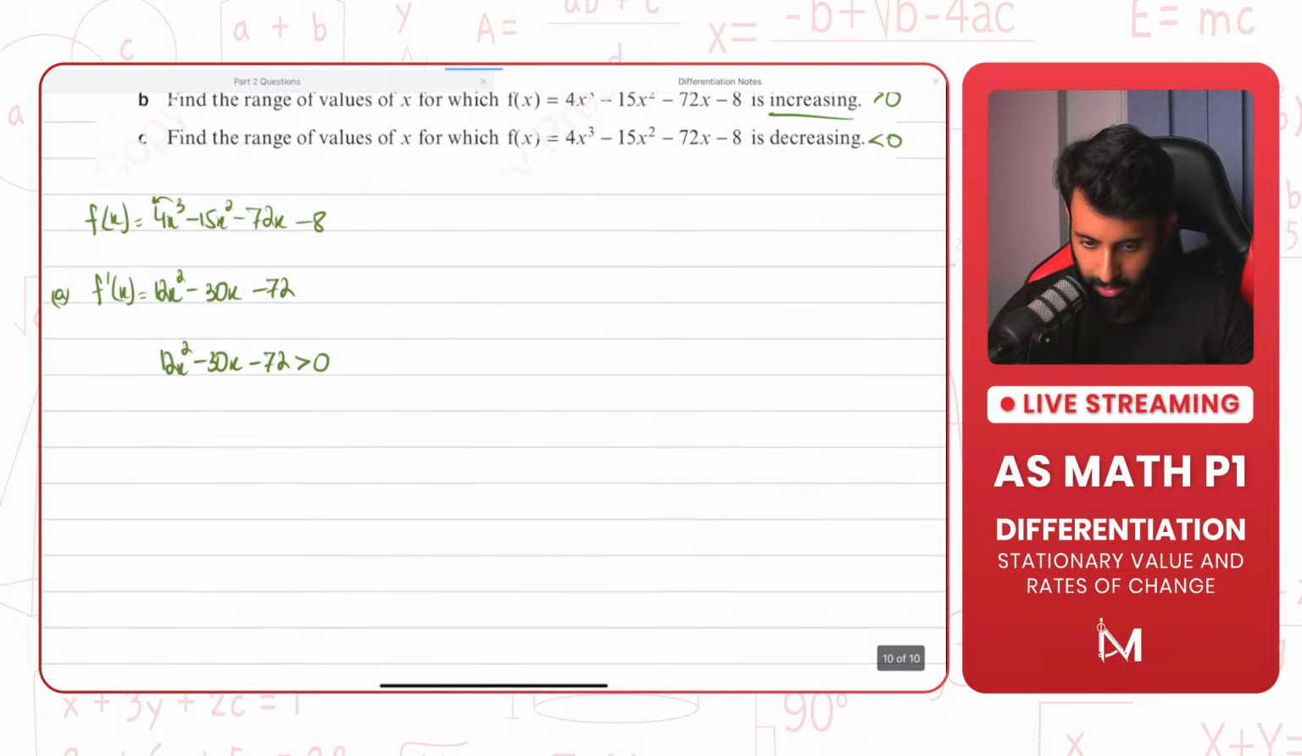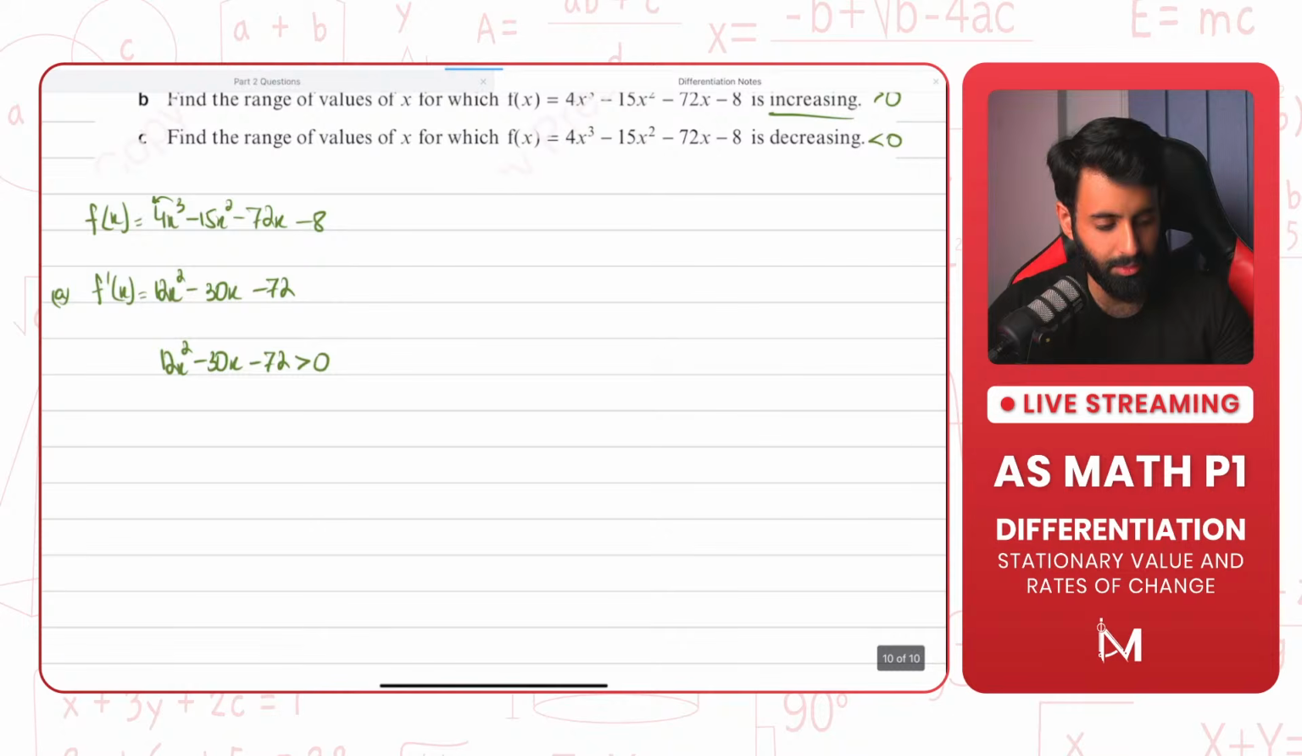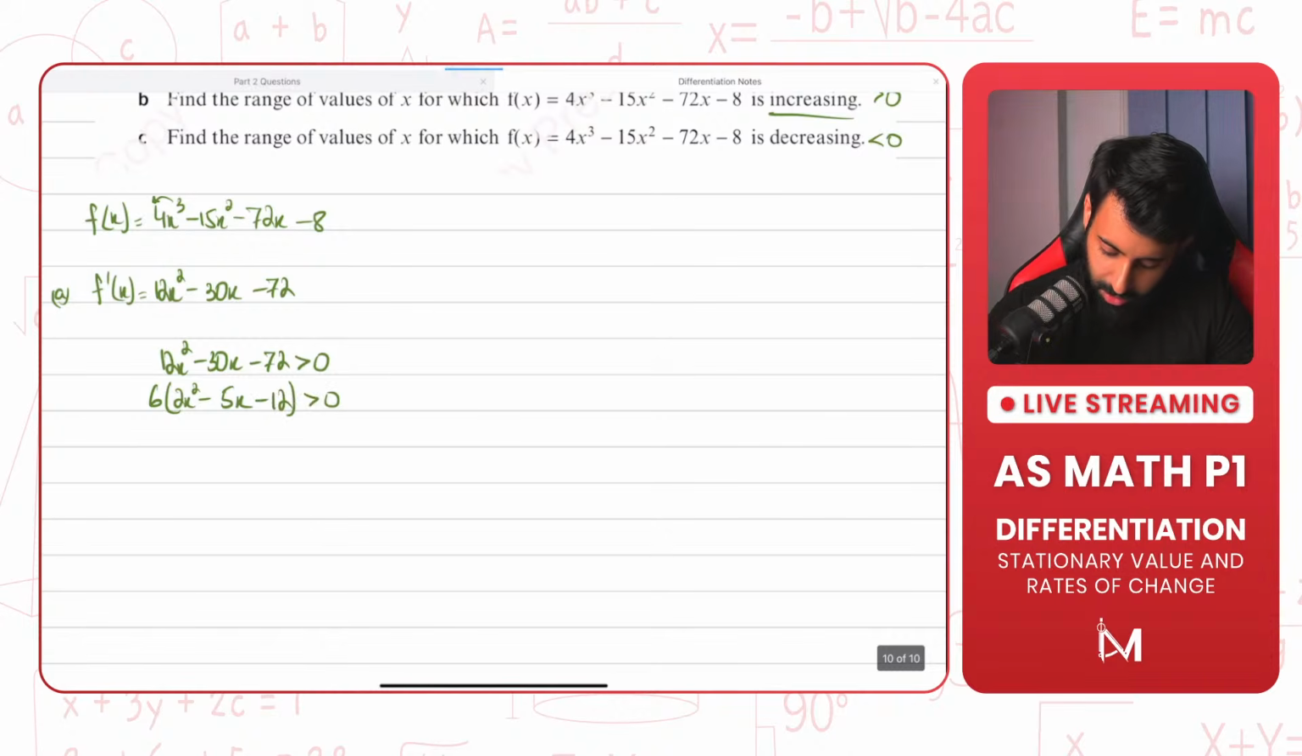What are we going to do? We're going to take 6 common if you can. So if you factor out 6, let's see what happens. 12, in fact, let's do it over here. 2x squared minus 5x, and 72 divided by 6, so that's 12, greater than 0. So we have 2x squared minus 5x minus 12 is greater than 0.